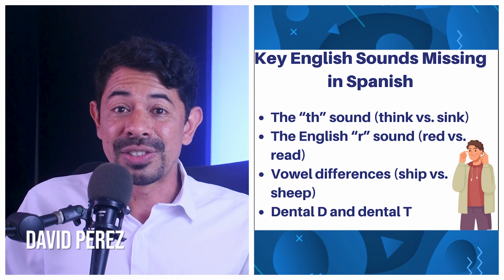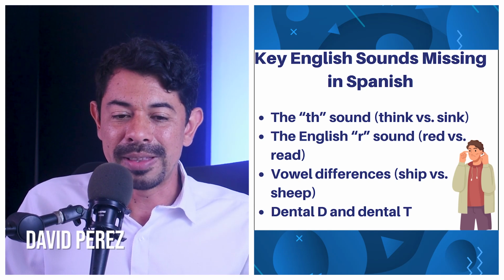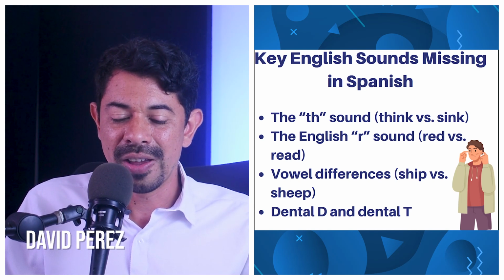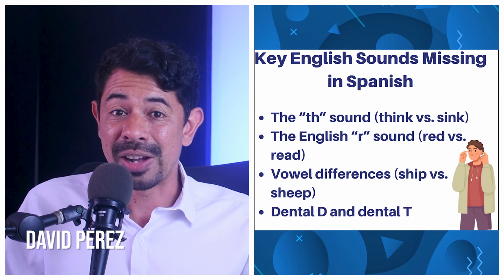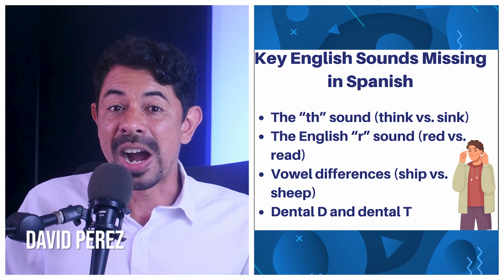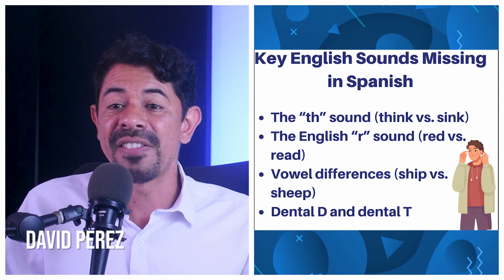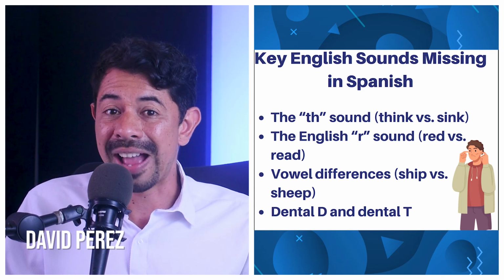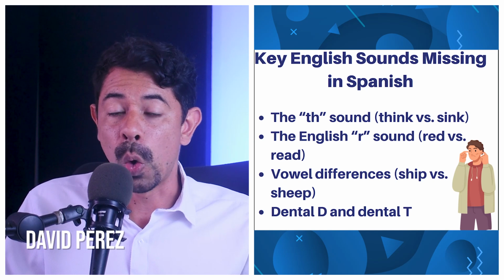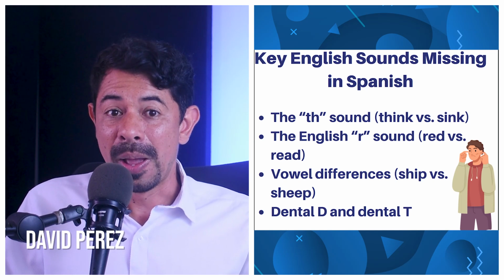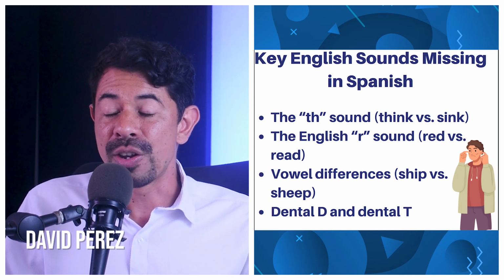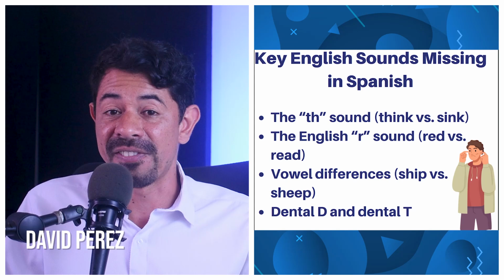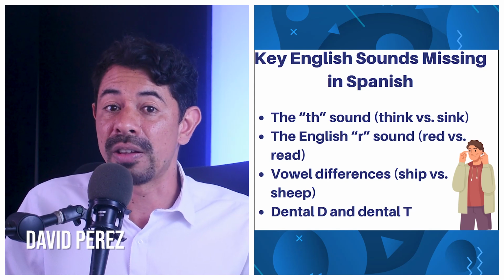The other difference, and I think maybe this is the most challenging one for Spanish speakers, is vowel sounds. Because in Spanish, vowel sounds are very simple. We only have 5 vowel sounds: a, e, i, o, u. That's it. But in English, you have 12 vowel sounds. 12. In Spanish, you have 5 sounds. In English, you have 12.